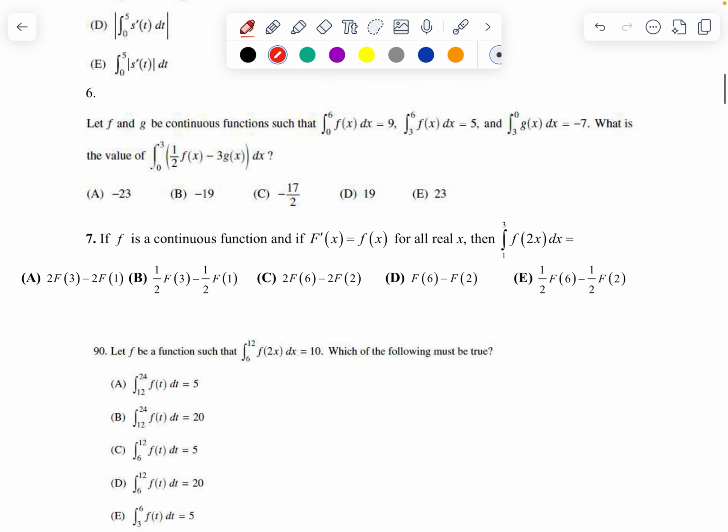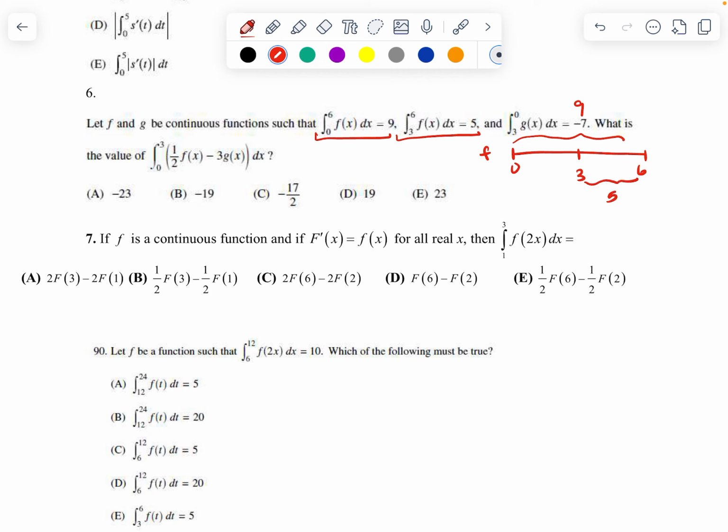Okay, so let's look at number 6. This is actually an old question, so that might pop up on your test. It says the integral from 0 to 6 of f of x is 9. The integral from 3 to 6 of that same function is 5. So maybe we can draw that out right here. This is your function f. It says from 0 to 6, so that whole thing from beginning to end equals 9. So the area under the curve there is 9. But then just from 3 to 6, this little guy right here is 5.